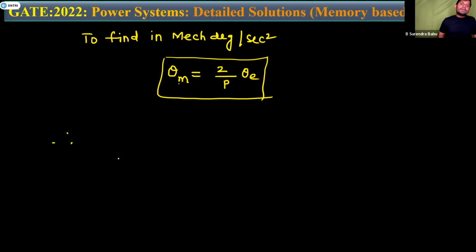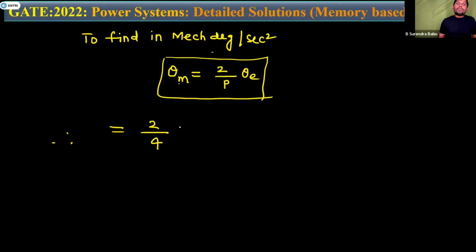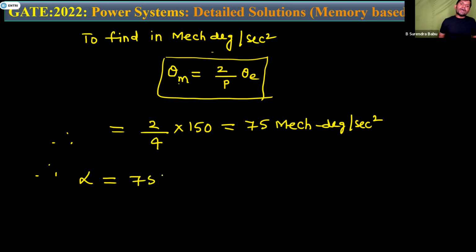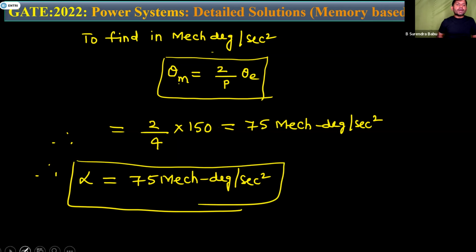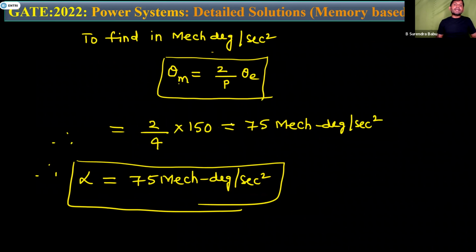Now apply that one. To find in mechanical degree per second square, 2 by the number of poles, students? It is a 4 pole machine. That is 2 by 4 into the electrical value, 150. Okay, this is how much we can get: 75 mechanical degree per second square. Therefore, alpha equal to 75 mechanical degree per second square. Okay, that is the answer. This is the data collected from the students, but the total question formation was not collected. They gave the data, and according to this data, this is the answer, students.